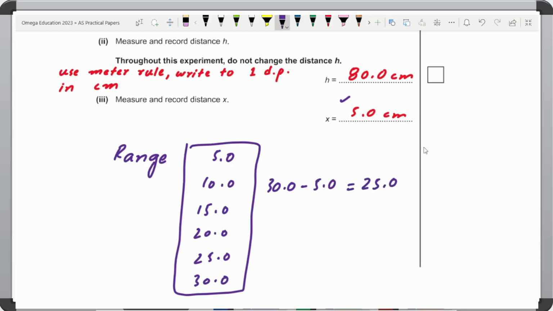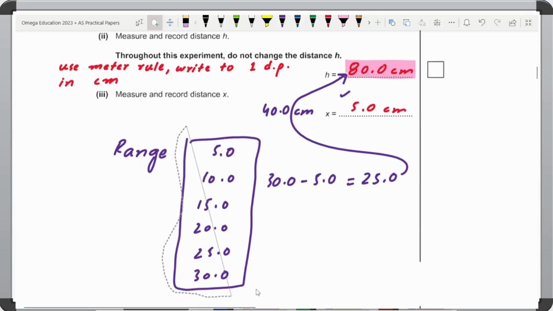Now the thing is, the range of your readings should be at least halfway of the total possible value. So the maximum possible value of x was 80, and half of it would be 40.0 centimeter. And the range for the data that you have chosen is not even 50% of this thing. It has to be at least 50% of this thing. So let me choose some other values of x instead.